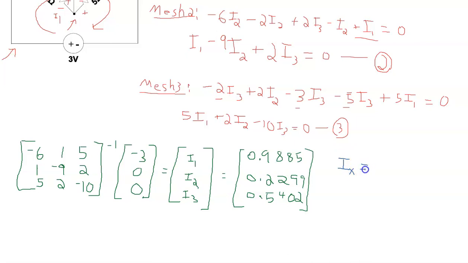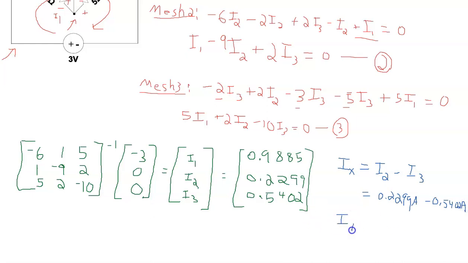And so what that means basically is that Ix is equal to I2 subtract I3. There's 2 mesh currents in that branch. I2 agrees with the direction of Ix, so it's positive. I3 is opposite to the direction of Ix, so negative. And so Ix is equal to I2 subtract I3. And we have then 0.2299 amps, I'll write that as, subtract 0.5402 amps. And so you'll notice that that turns out to have a negative value.